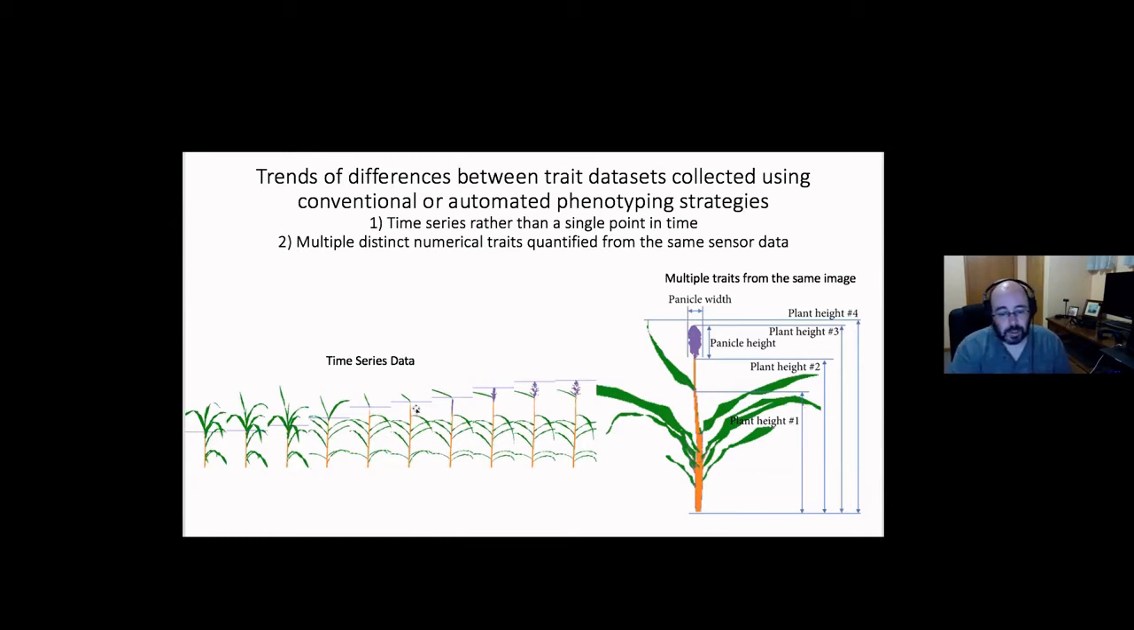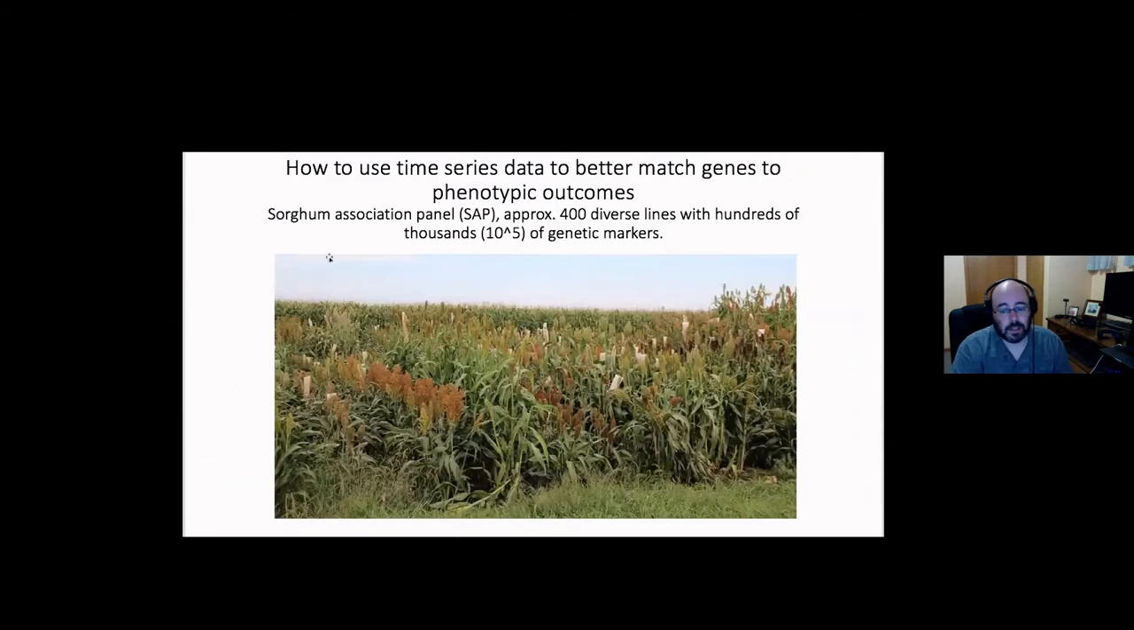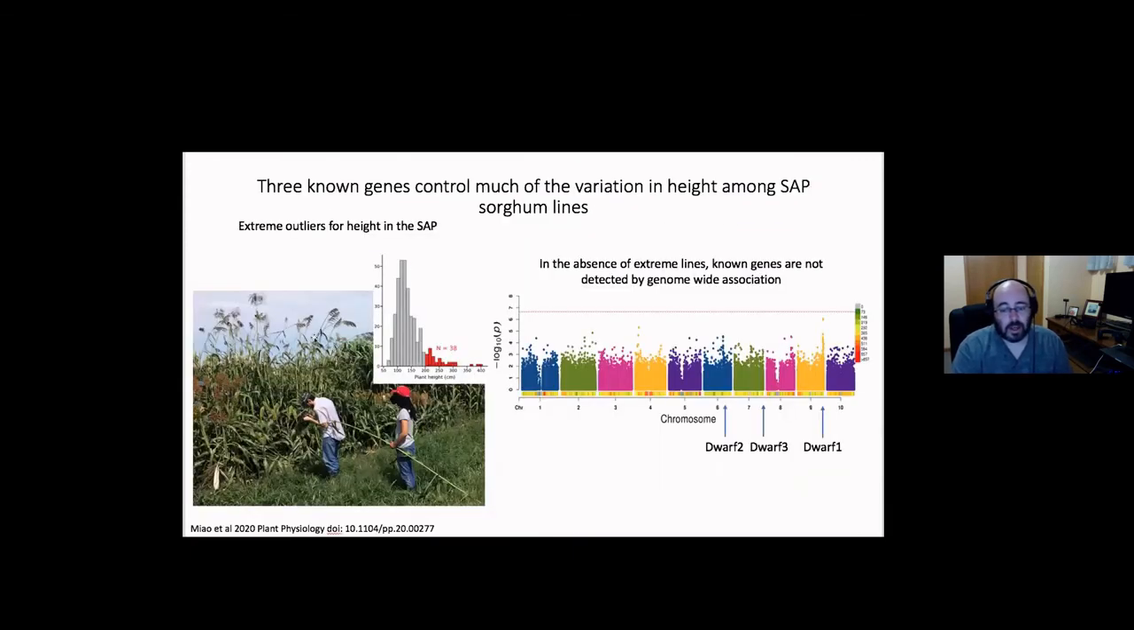So first, I'm going to talk a little bit about what we can do with the time series data. We'll be using an association panel of about 400 diverse sorghum lines, which have been genotyped for hundreds of thousands of markers. So the nice thing in this population is we have some known true positives. So there are some genes that control plant height in this population that have been cloned. These genes, however, cannot be detected once you eliminate the extreme lines that cannot be grown in greenhouse conditions. And in both plant biology and plant breeding, it is very common to be working with these phenotypically constrained populations. So we know where the 3 genes are. We aren't able to identify them in a conventional genome-wide association analysis.